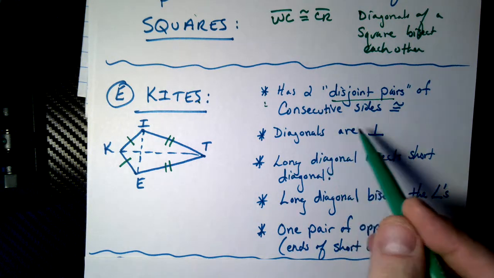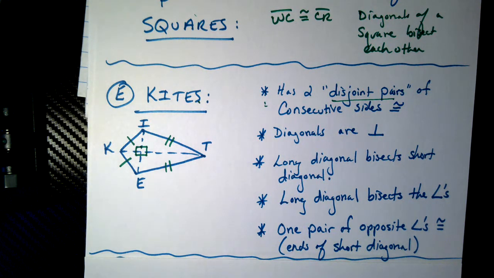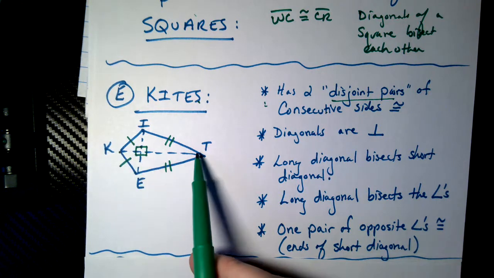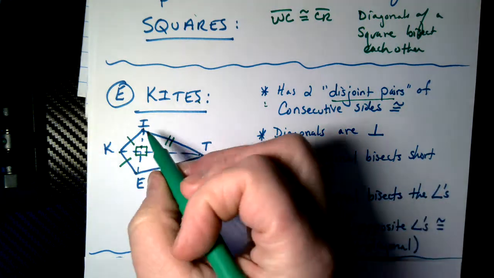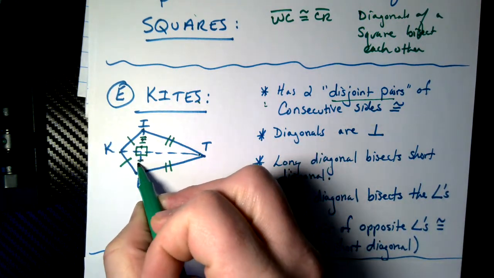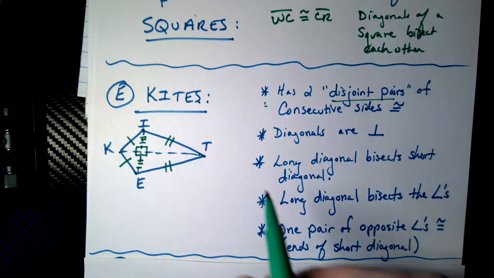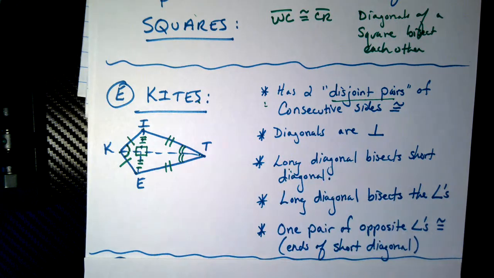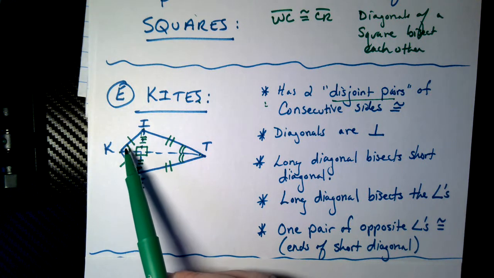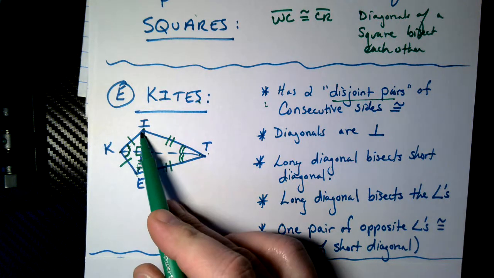The diagonals are perpendicular in a kite. So they do make four right angles there in the middle. Notice the diagonals are not congruent though. You got a long diagonal, K to T, and a short diagonal, I to E. The long diagonal will bisect the short diagonal. So the short diagonal is cut in half, but not the long one. The long diagonal will bisect the angles it comes in and out of. So like this is cut in half, and this is different, and it's cut in half. All right, so the long diagonal bisects the other diagonal, and it bisects the angles K and T. Not true at E, not true at I.